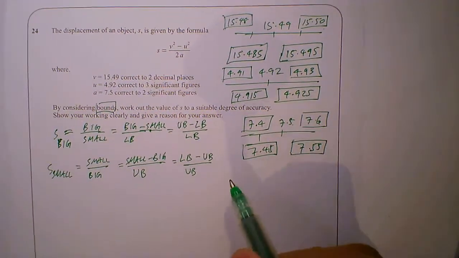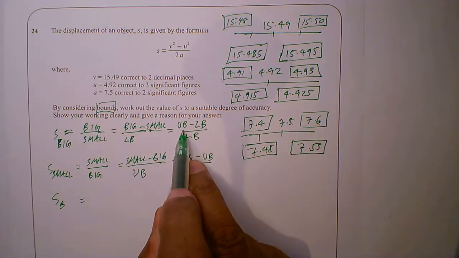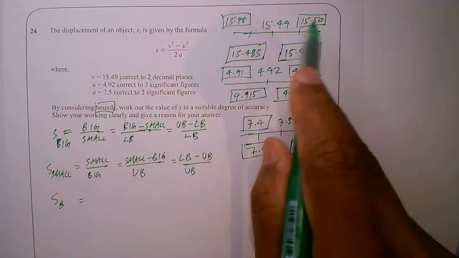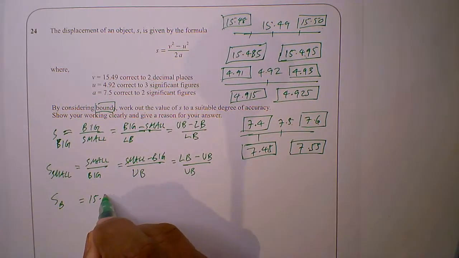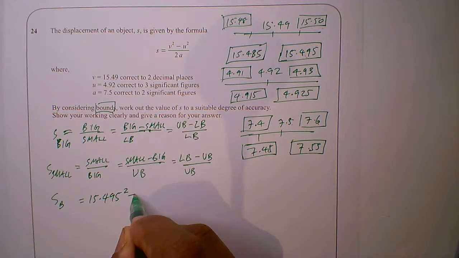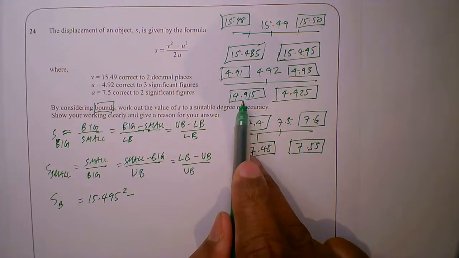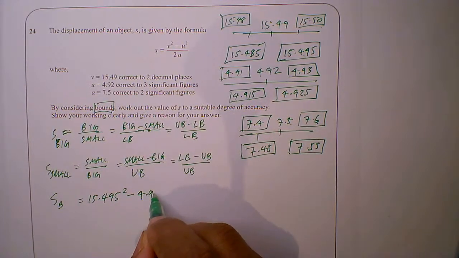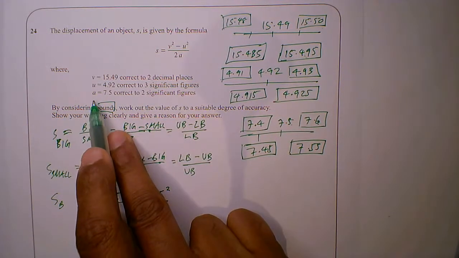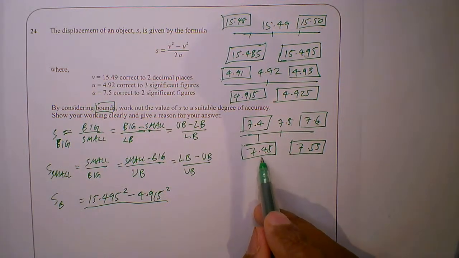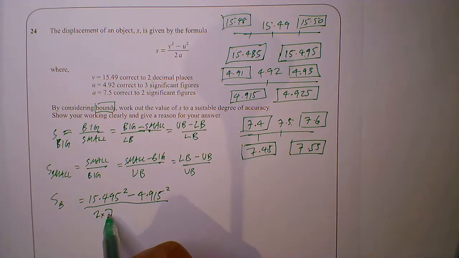Now I do this calculation. So if I want my S to be big, I need it to be my upper bound. So V's upper bound is 15.495, 15.495 squared. Take away my U lower bound. So U's lower bound is 4.915, all squared, divided by my lower bound. So A's lower bound is 7.45, so it's 2 times 7.45.